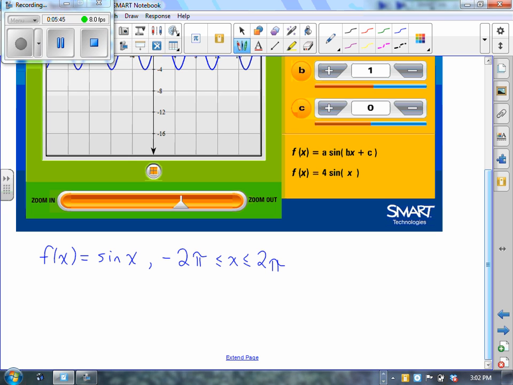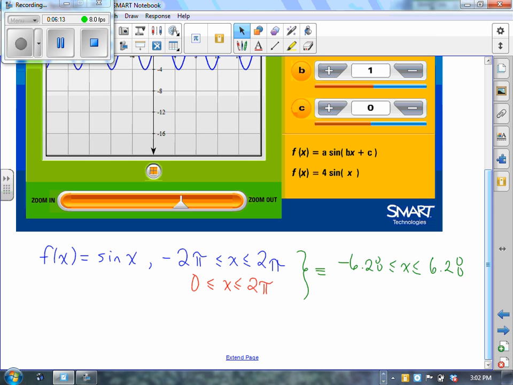Or you might see something like 0 to 2 pi. These typically tend to be standards. Note that these are equivalent to, at least we'll write down the first one, minus 2 pi is about minus 6.28 radians. And then the upper bound would be 6.28 radians. Okay, the lower one, we might as well complete that one as well, so there's no confusion.